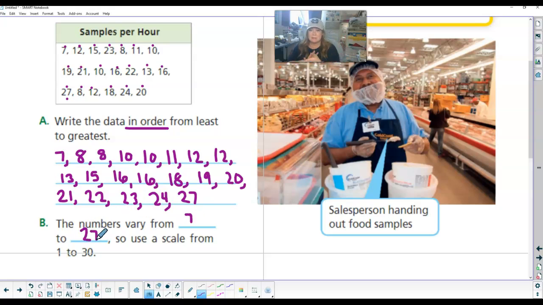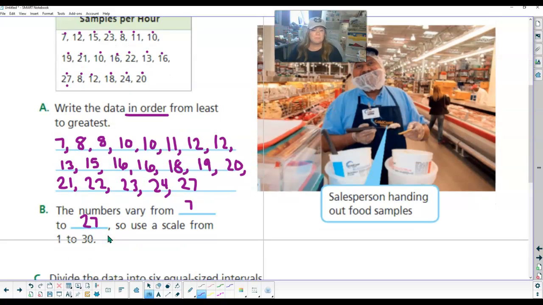Now those aren't very nice numbers, 7 and 27. We want to start with things that are common, like 5s and 0s, 1. So instead of going from 7 to 27, we're just going to go from 1 to 30. We're going to make them nice numbers that we can cut into groups. With 7 and 27, we'd have really odd, weird numbers in our groups.